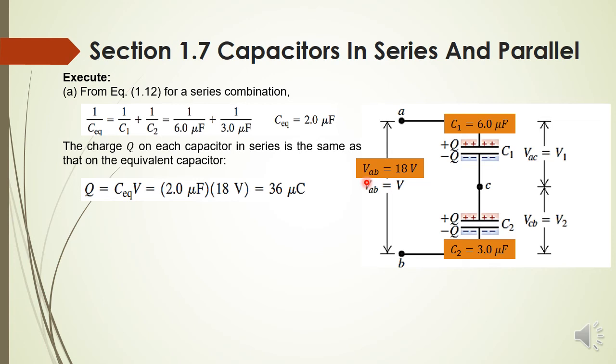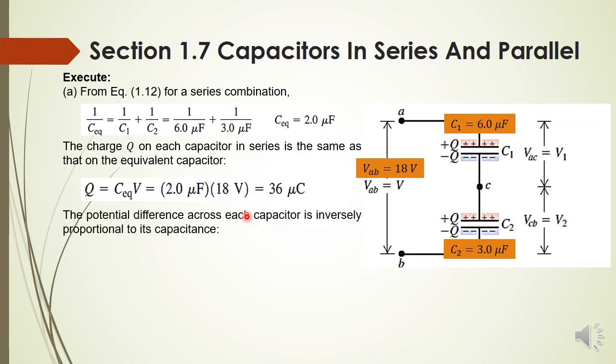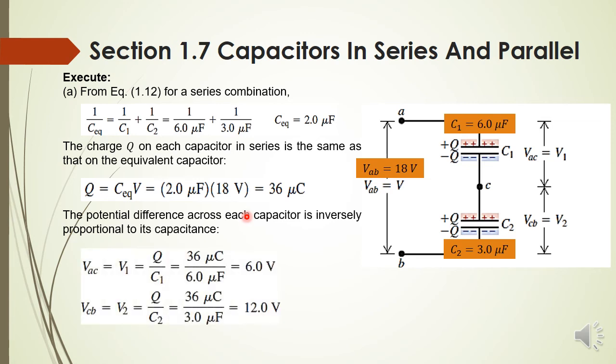Now, charge is equal to C equivalent times the volt. We are given a potential difference of 18 volts, and C equivalent computed from letter A is 2 microfarad, and it is equivalent to 36 microcoulomb. The potential difference across each capacitor is inversely proportional to its capacitance. So VAC and VCB can be computed using this equation.